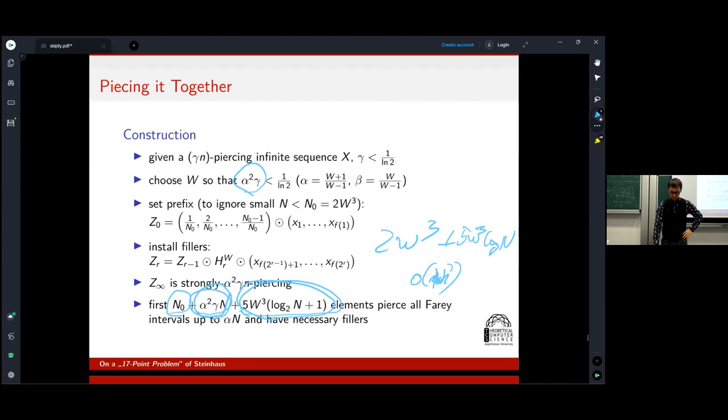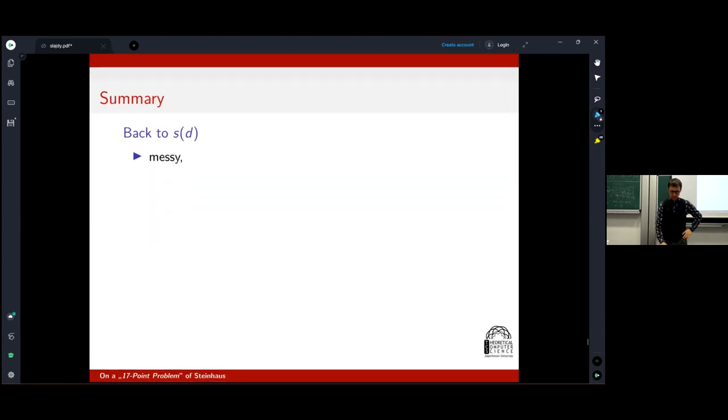Okay, so this is how we prove the multiplicative asymptotics of this problem. When we want to get back to this original problem by Graham and Berlekamp, we need to do some messy things. So there is a way, but it's not a nice one.